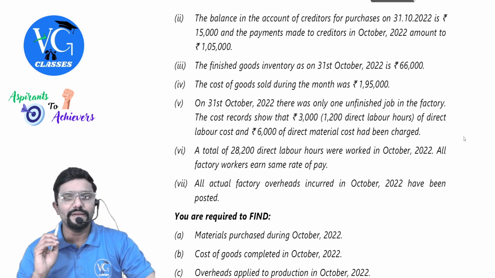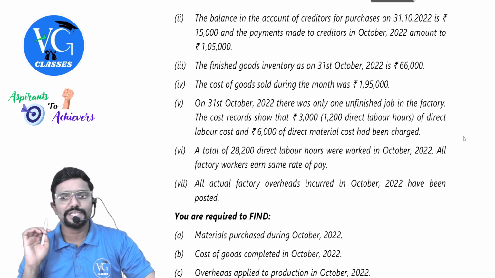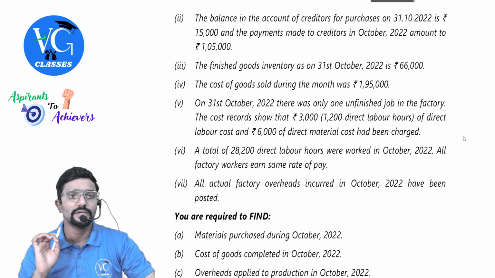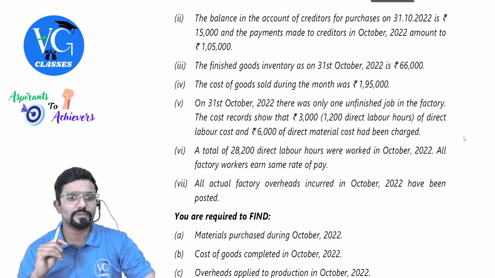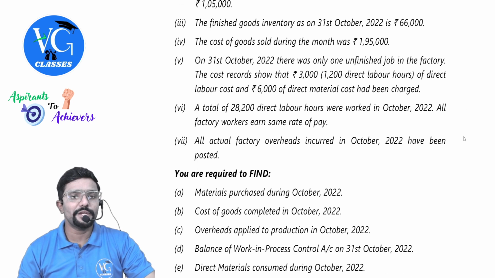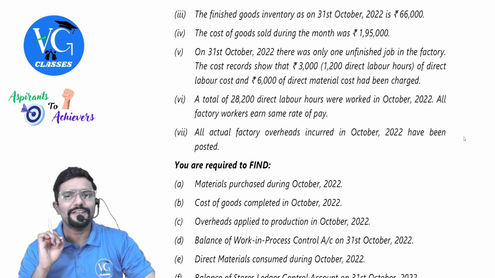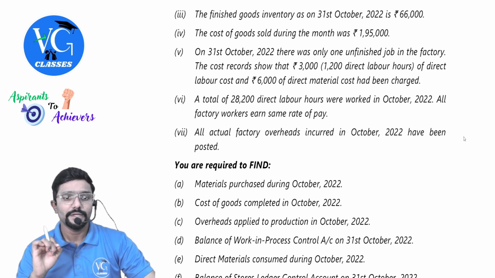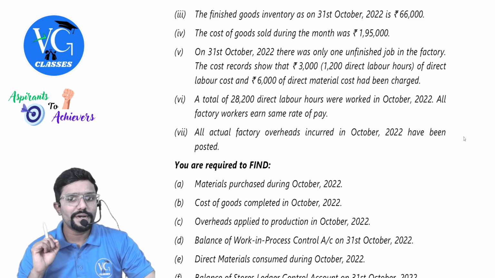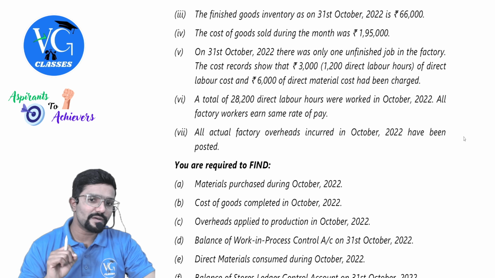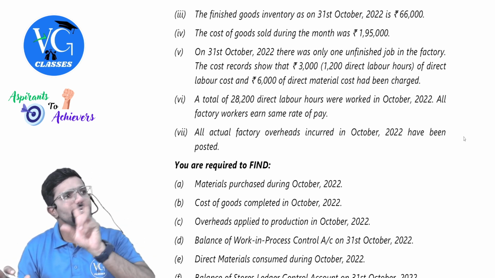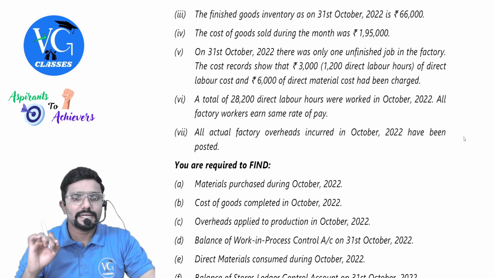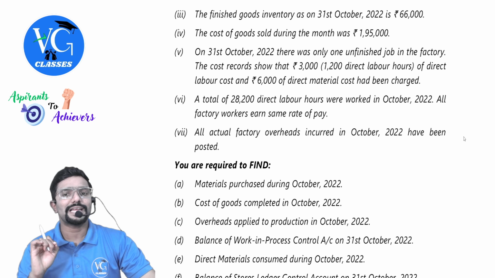The finished goods inventory as on 31st October, closing stock of finished goods, is 66,000. Cost of goods sold during the month was 1,95,000. On 31st October 2022, there was only one unfinished job in the factory. The cost records show 3,000 for 1,200 direct labor hours of direct labor cost. Okay, 3,000 is the cost, but how many hours has the labor worked? 1,200. And 6,000 of direct material cost had been charged.